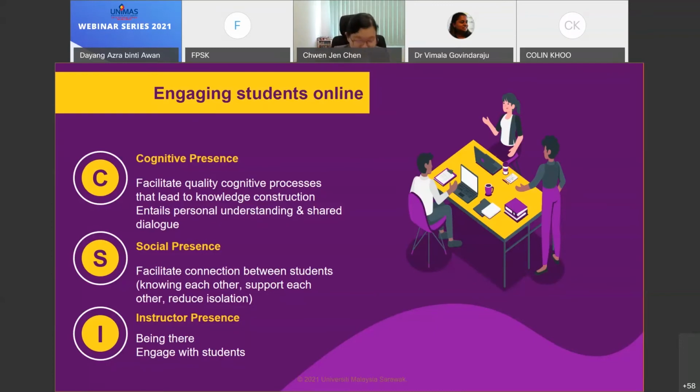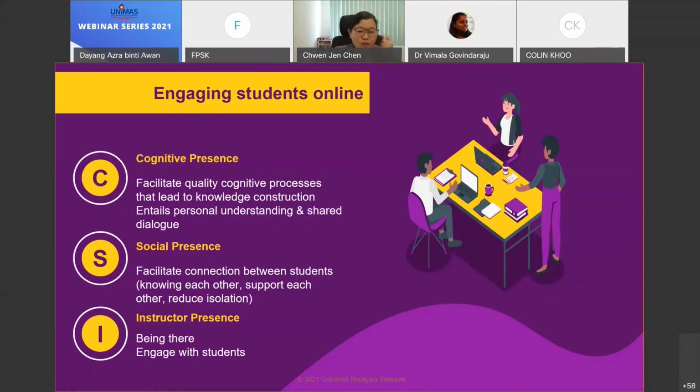All right. Secondly, social presence means the strategies that we need to have so that we can facilitate the connection between the students, so that they feel that there is a social presence in online learning. As you mentioned, online learning is very isolated. We are all far apart. We don't see each other. So how can we facilitate that social presence so that students don't feel isolated? They still know their peers, they still know their classmates, they support each other, things like that. So what can we do, right?